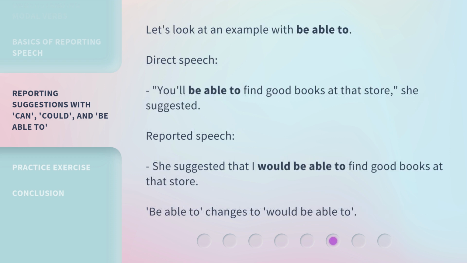Let's look at an example with be able to. Direct speech: "You'll be able to find good books at that store," she suggested. Reported speech: She suggested that I would be able to find good books at that store. Be able to changes to would be able to.